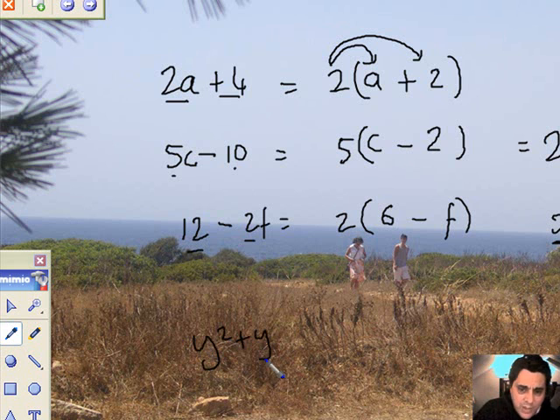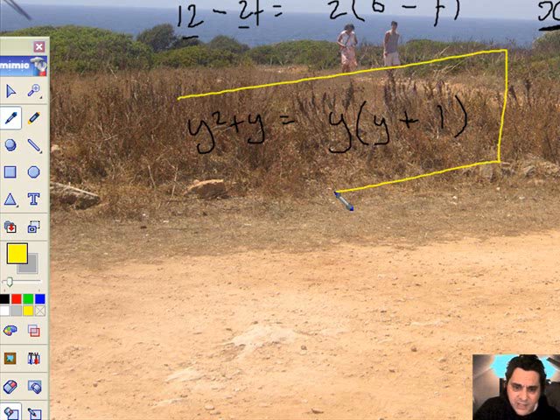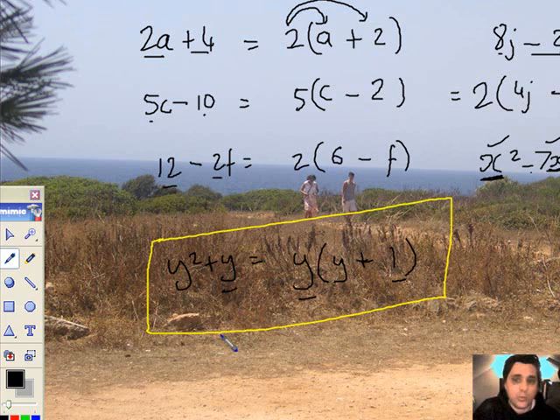y squared plus y, factorising. Clearly the common factor is going to be y. Get your bracket ready. How do you get y squared? Well, it will be y times y, and y times what makes y? Well, y times 1 makes y. So I'd definitely learn that one if I were you, because kids tend not to like to leave a 1 there. It just seems so out of place. But look, y times 1 makes a single y.